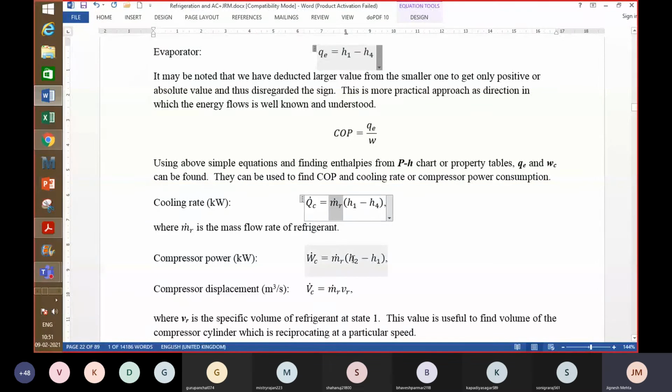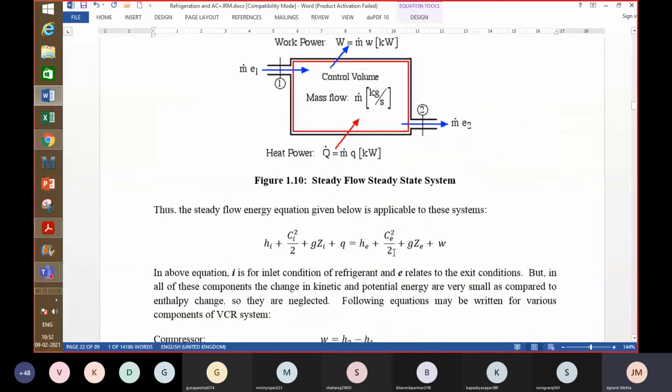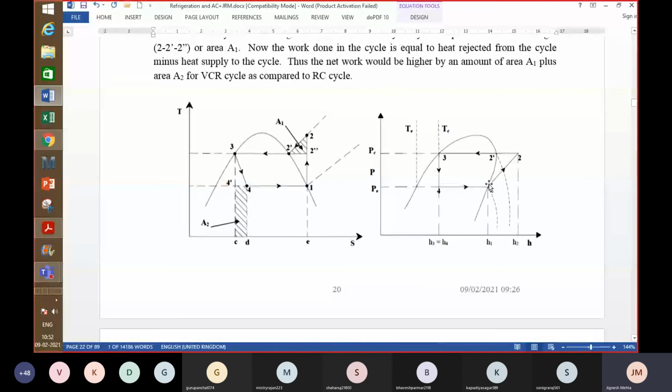Compressor work, the compressor enthalpy change, is H2 minus H1 multiplied by the mass flow rate of refrigerant, right? And then compressor displacement is VC. I have written capital V with a dot over it, for the compressor, so VC dot is equal to, this is specific volume, VR, the specific volume of refrigerant at state 1, right? State 1 is the entry to the compressor. So get the specific volume here, which is nothing but VG, from the steam tables if you're using water, or the property tables.